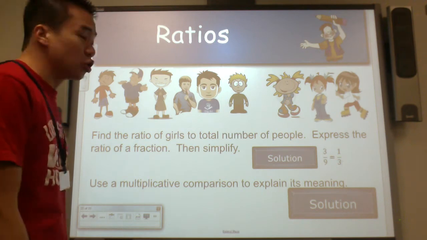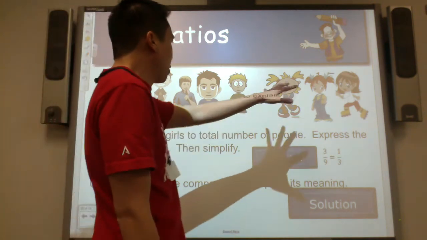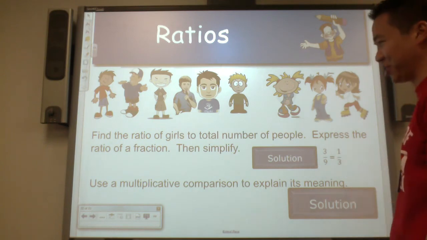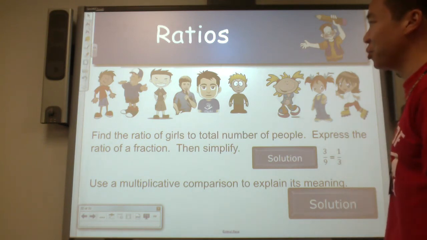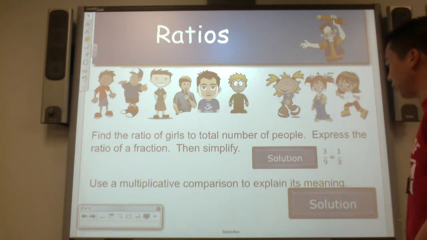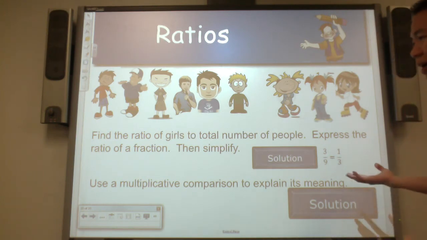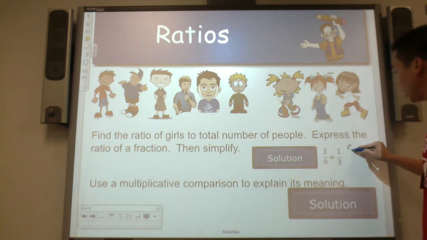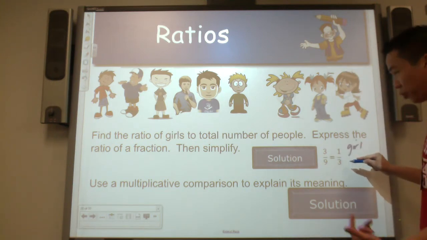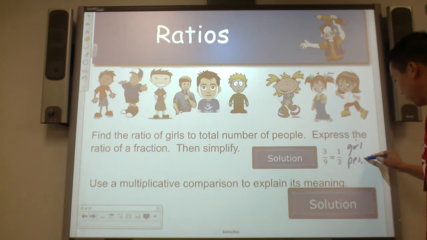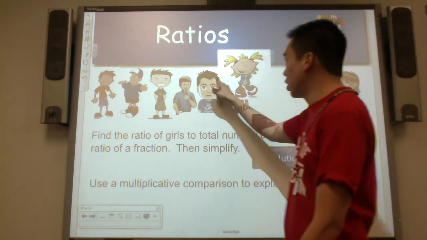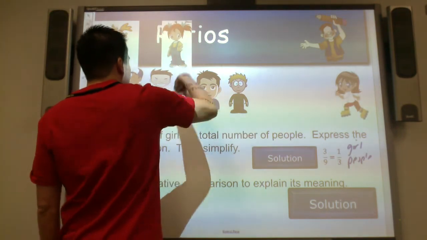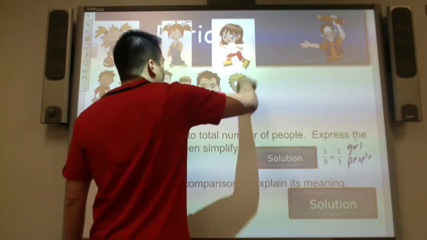Find the ratio of girls to total number of people. I don't know why this solution is already shown. There are 3 girls to 9 people, which simplifies to 1/3. So what can you tell me about this? For every 1 girl, there are 3 people. 1 girl, 3 people.